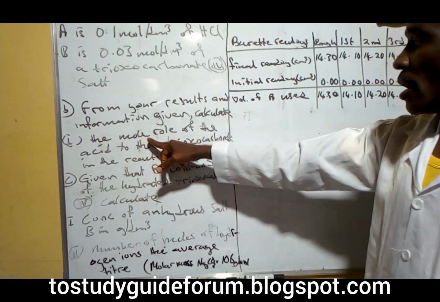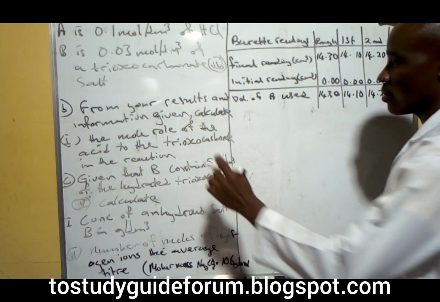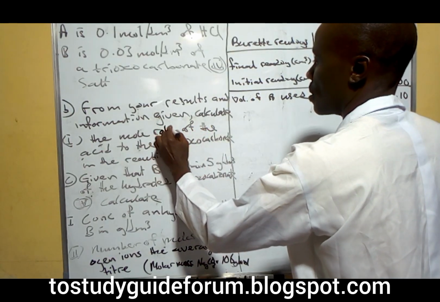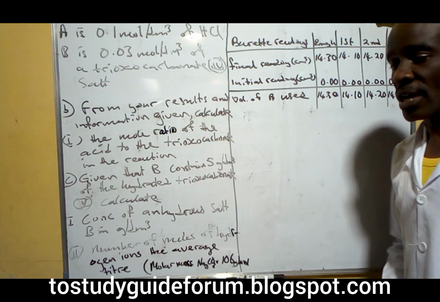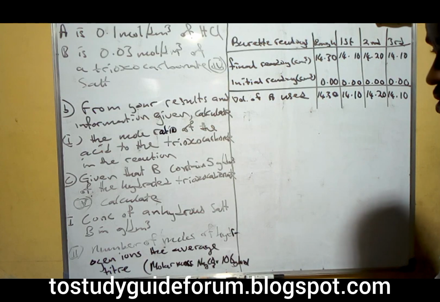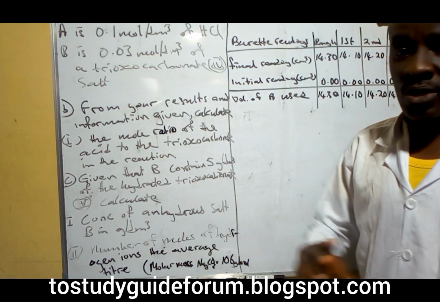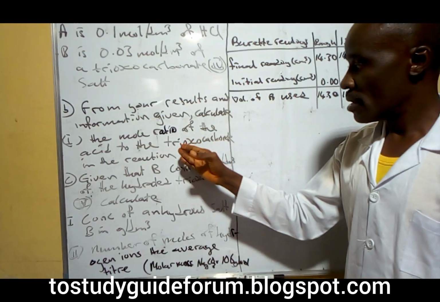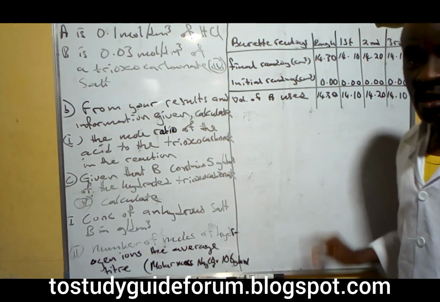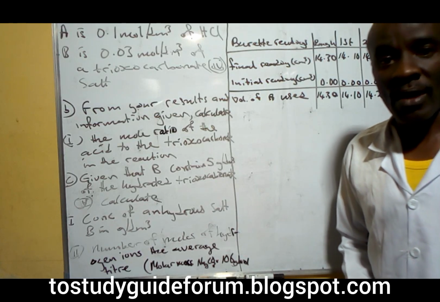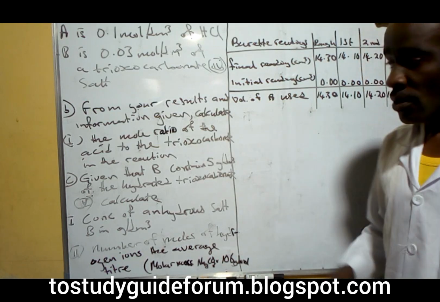The first thing they say you should find out is the mole ratio of acid to trioxocarbonate in the reaction. That means talking about what happened in the reaction. What we were given is in dm cube, but what really reacted is the trioxocarbonate in 25 cm3, while the acid is based on my average titer, which I'm going to look at after the explanation here.